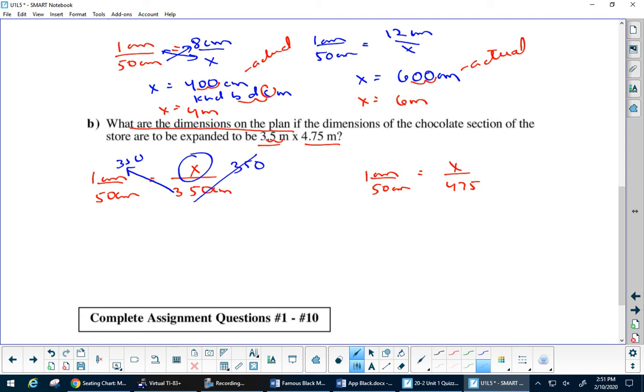And then that goes. So you go 350 divided by 50, which is 7 centimeters. Now this one, 475 comes up here, and then the x is all nicely on its own. So 475 divided by 50, 9.5 centimeters. Now, what did I just find? Actual or picture? This is picture, right? This is the picture.